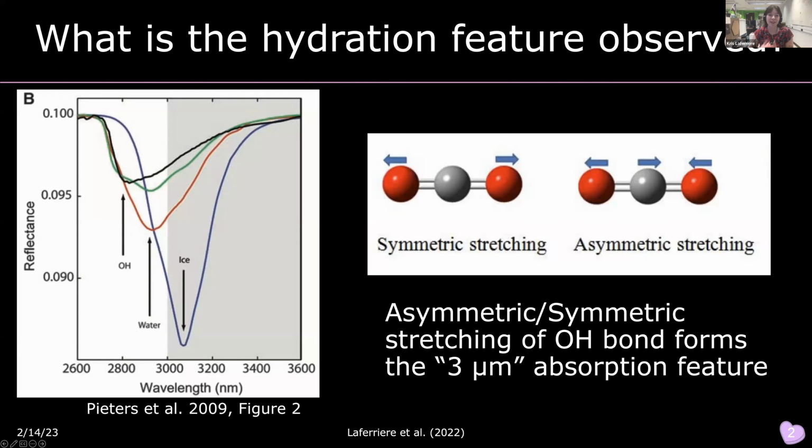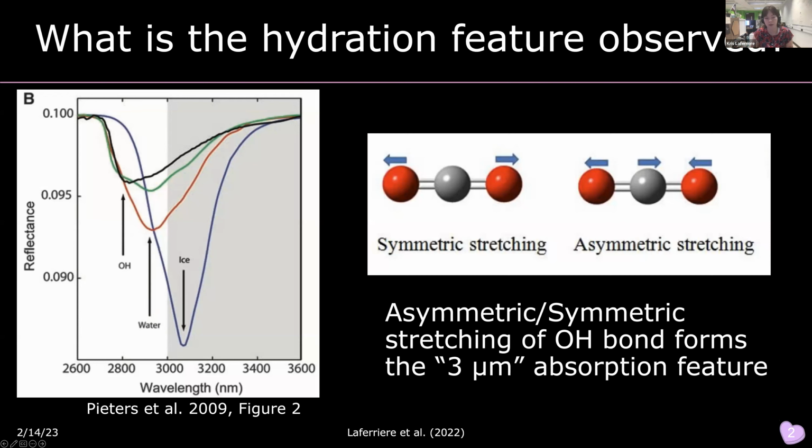Okay. So the hydration feature that I'm talking about today is what we call the 3 micron band. Essentially, this is the asymmetric and symmetric fundamental stretch transition absorption feature of the OH bond. And in a very similar area is also the first overtone of the H2O vibration band. And so this figure from Peters et al.